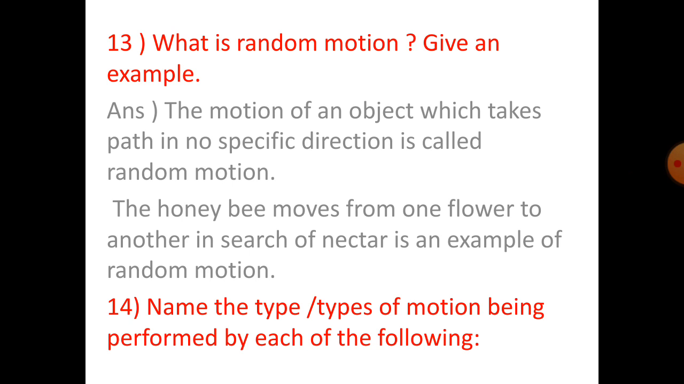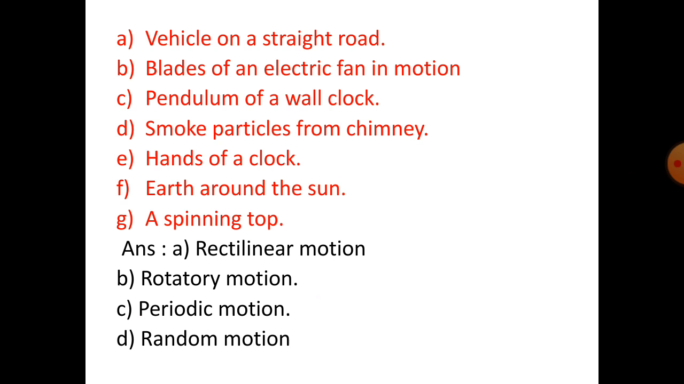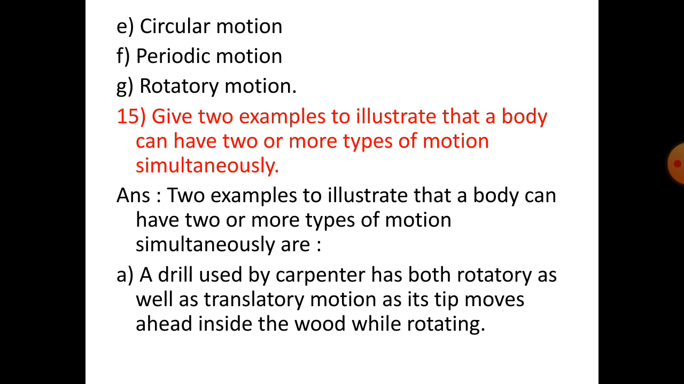Number 14. Name the type or types of motion being performed by each of the following. Vehicles on a straight road, rectilinear motion. Blades of an electric fan, rotatory motion. Pendulum of a wall clock, periodic motion. Smoke particles from chimney, random motion. Hands of a clock, circular motion. Earth around the sun, periodic motion. And a spinning top, rotatory motion.